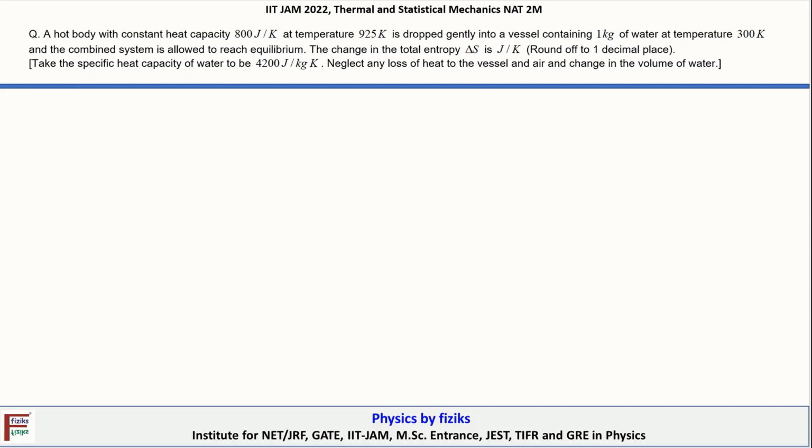Okay, so let's try to figure out the given parameters, and then try to find the total change in entropy. Here we are given for system 1, C1, the heat capacity, that is 800 joule per Kelvin.